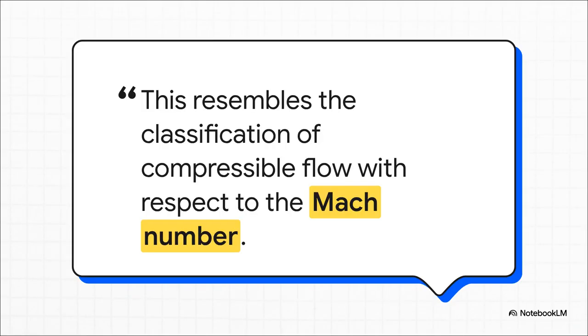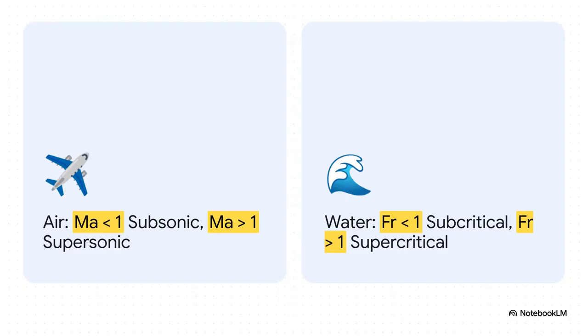Now, to make this idea really click, the source material gives us this perfect analogy, the Mach number for an airplane. We all kind of get that a jet acts completely differently when it's subsonic versus when it's supersonic. Well, the Froude number does the exact same thing for flowing water. So check this out. It's a perfect one-to-one match. For air, if the Mach number is less than 1, we call it subsonic. For water, when the Froude number is less than 1, we call it subcritical. If the Mach number is greater than 1, it's supersonic. And for water, you guessed it, if the Froude number is greater than 1, we call it supercritical. It's the same exact concept, just a different name.